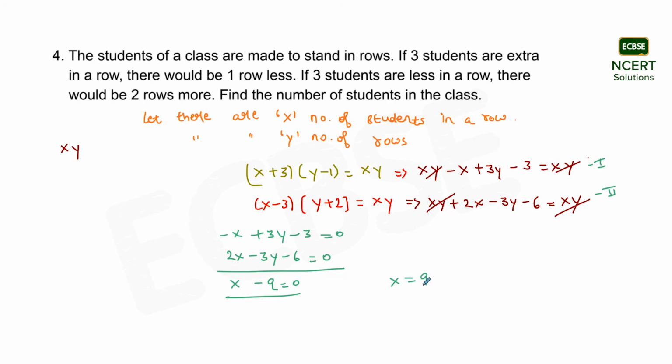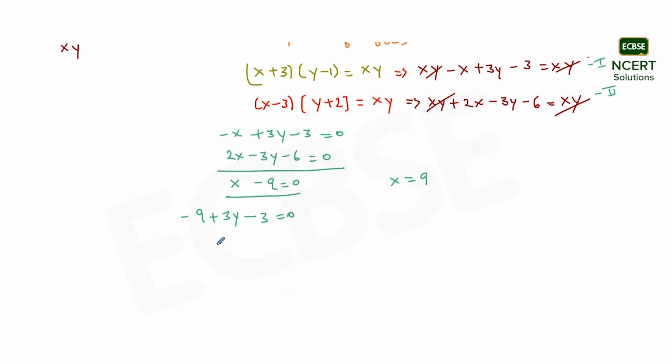Now substitute this value of x in either the first or second equation, the choice is yours. Let me substitute this value in the first equation. So it will be -9 + 3y - 3 = 0. From here, 3y comes out to be equal to 12, or we can write y = 4. So we have obtained the values of x and y, which are 9 and 4 respectively.